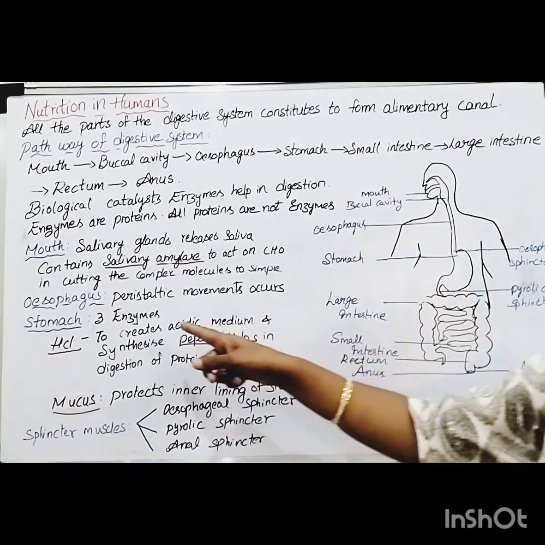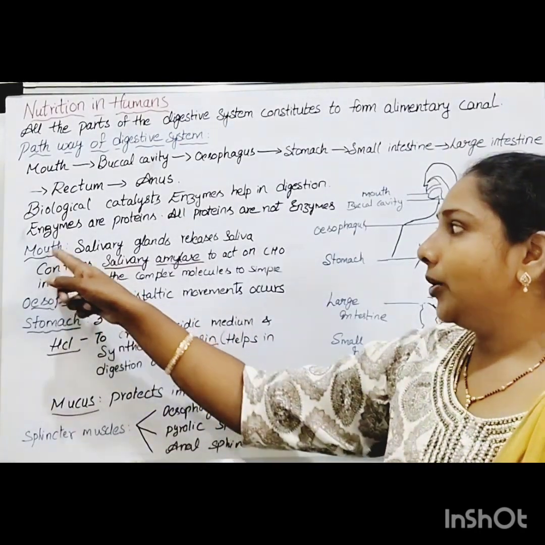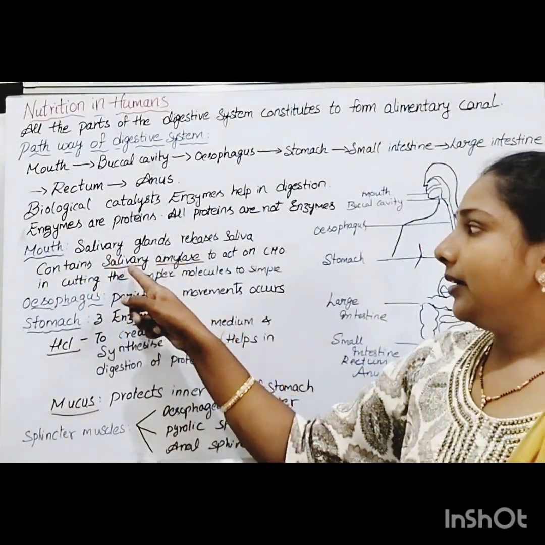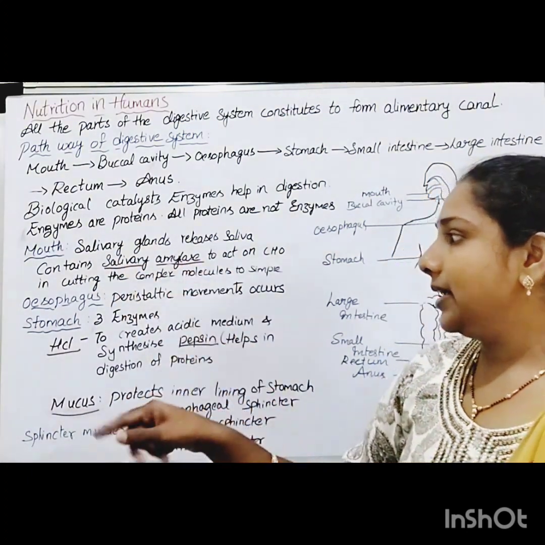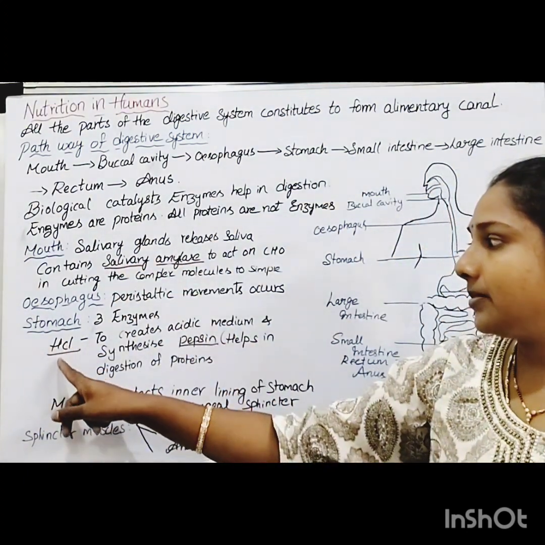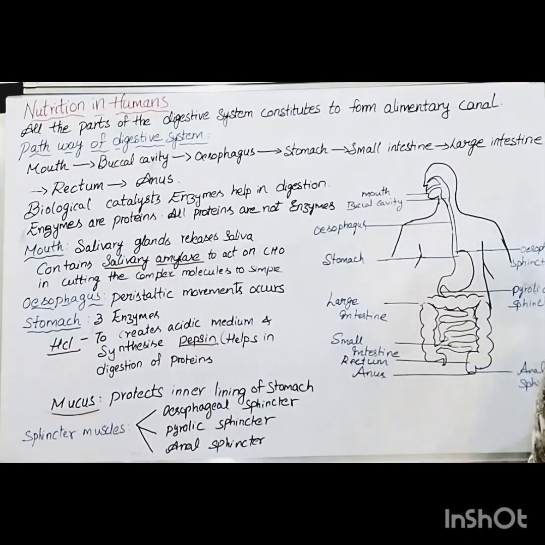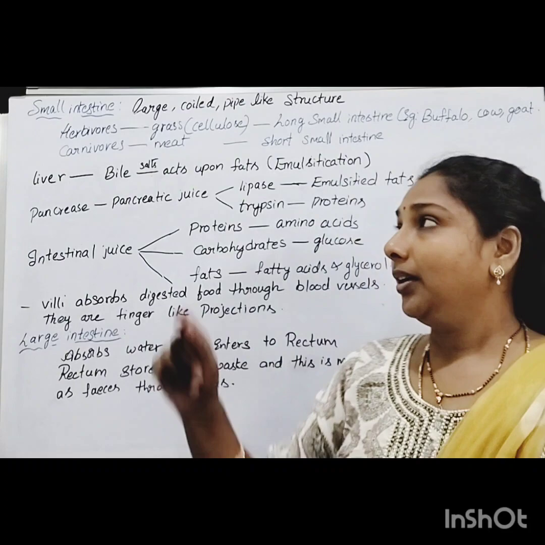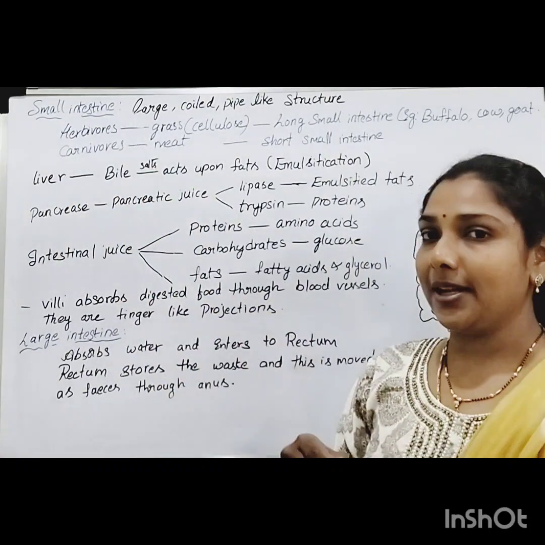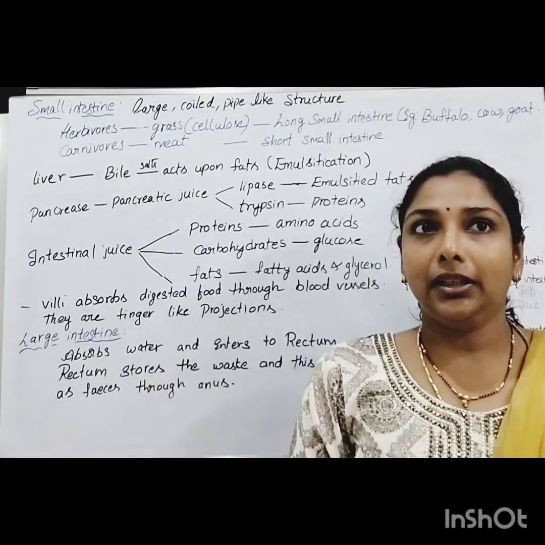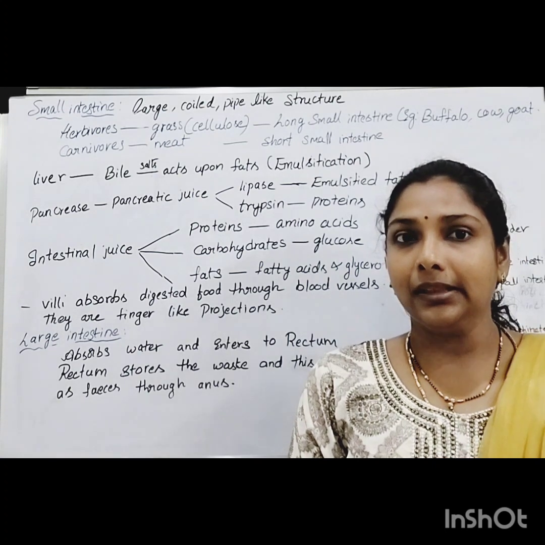So now you have to learn that in the mouth, salivary glands release salivary amylase. In the stomach, three substances, HCl, pepsin and mucus, are formed. Now, digestion in the small intestine. See, the complexity varies here.